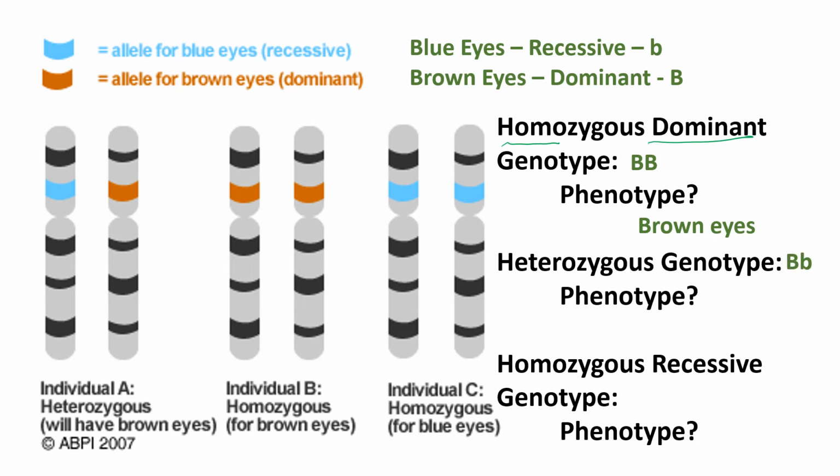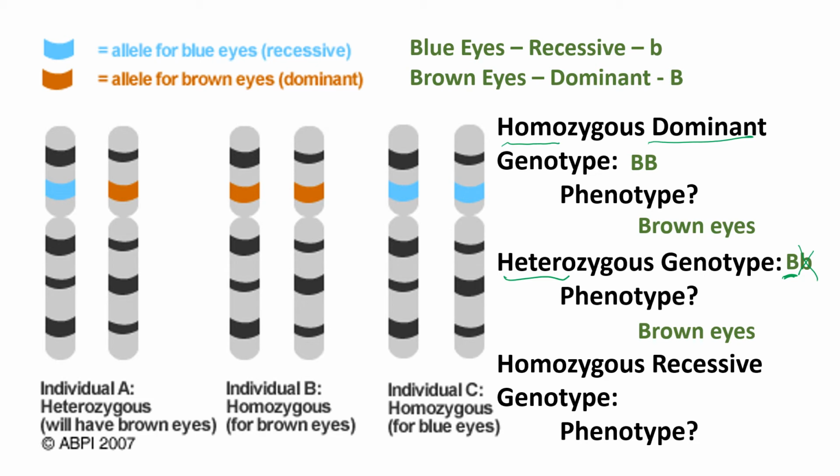Well, your genotype, if you are heterozygous, means you would have 2 different letters. So you would have the big B and then the little b. And your phenotype would be brown eyes, because that big B allele is going to overpower the little b allele.